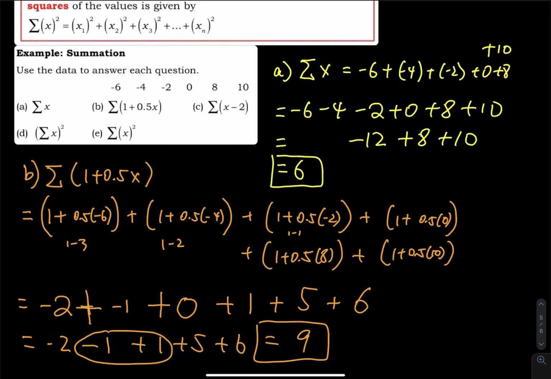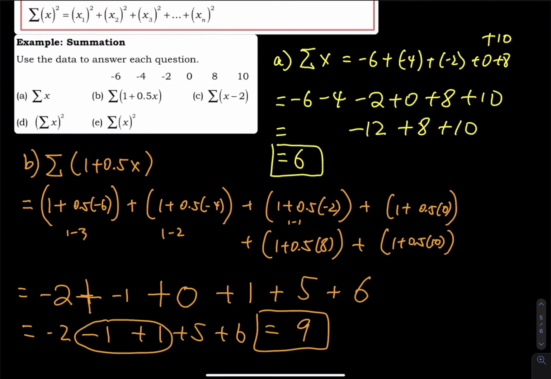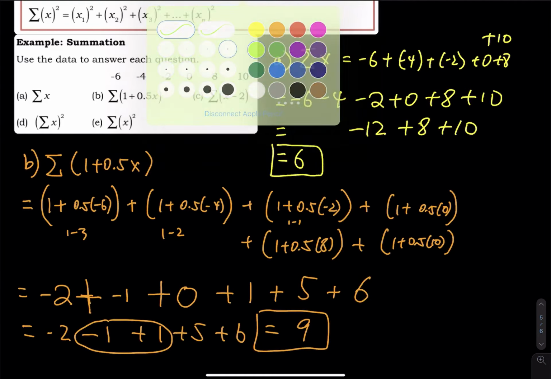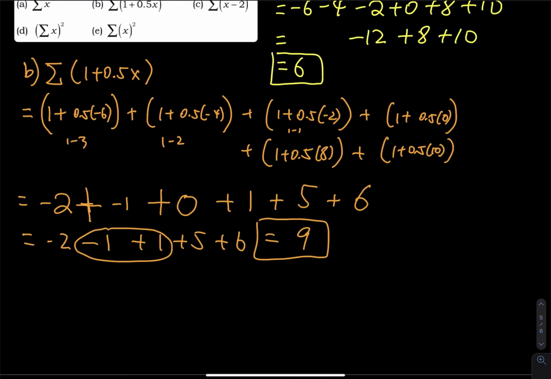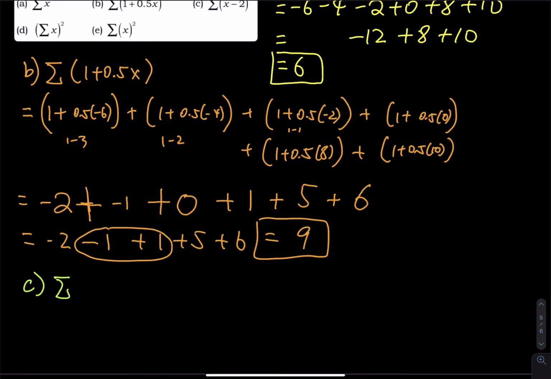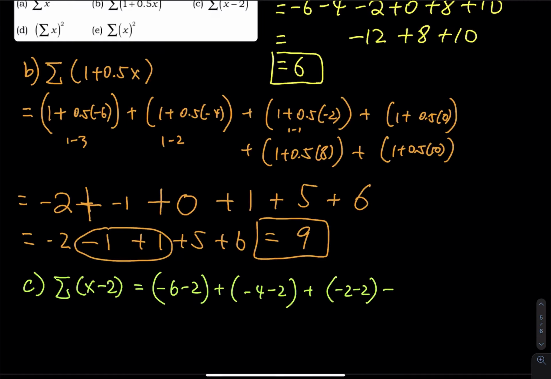All right, let's keep moving. The next one is x minus 2. You might not be able to see the data anymore after I go up, so you better take a screenshot right now so you can work this out on your own paper. Okay, C. You have the sum of x minus 2. So the first data is -6 minus 2. This is one piece. And then you add -4 minus 2. This is one piece. And then -2 minus 2. And then 0 minus 2. And then 8 minus 2. And the last piece is 10 minus 2.